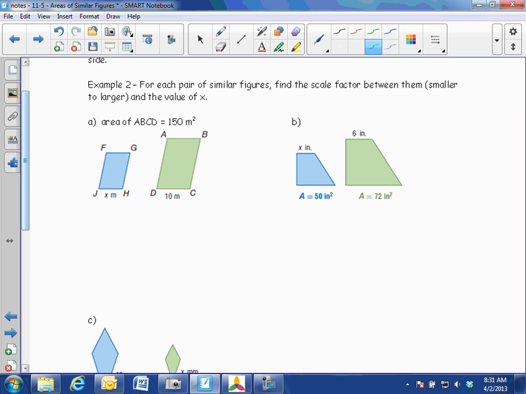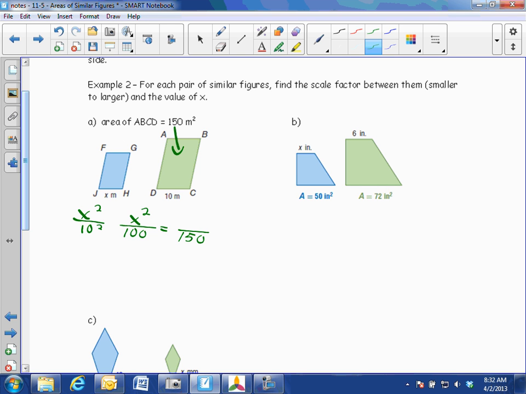So they give us the area of the figure ABCD. So this one, the area is 150. Okay, so again, I would set it up. Scale factor: x over 10. But we're working with area, so we have to square top and bottom. So x squared just stays x squared, over 100. And then we're going to say equal to the area, area of ABCD is 150, over the area of this one. How do we find the area of this guy?